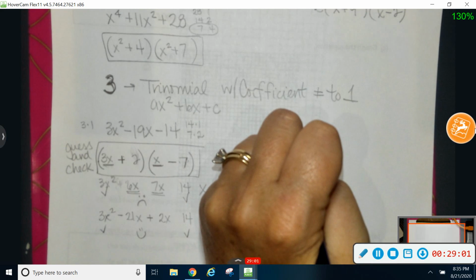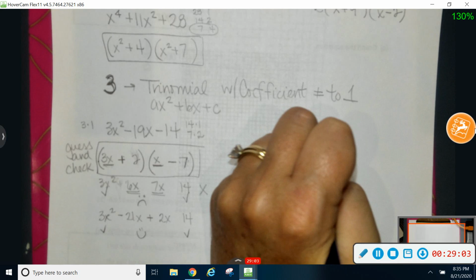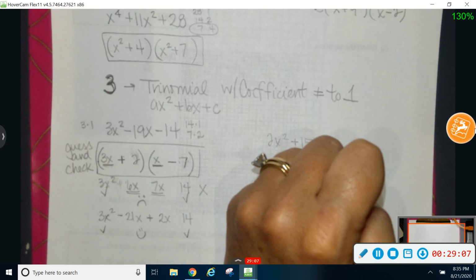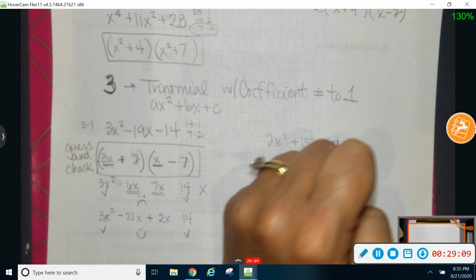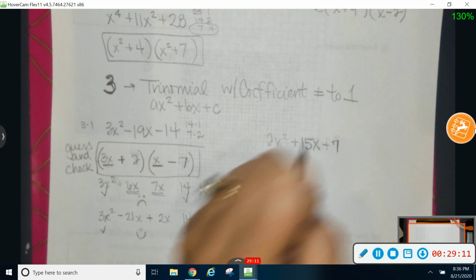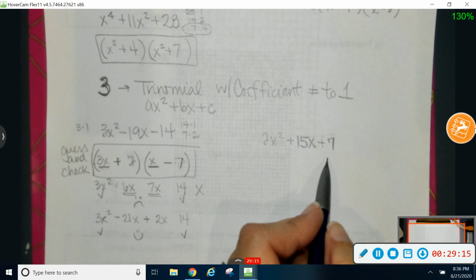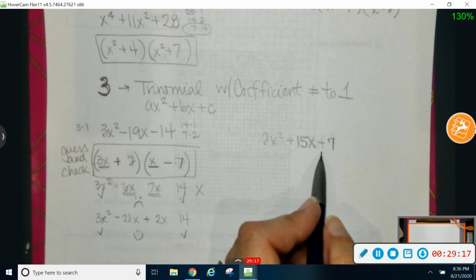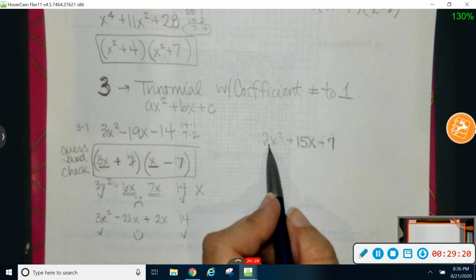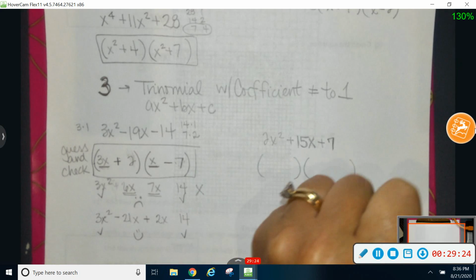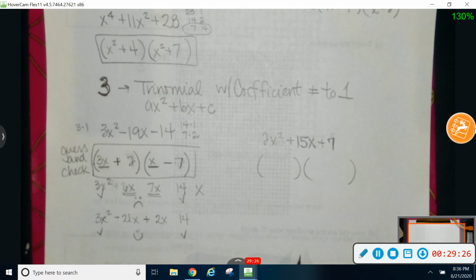So 2x squared plus 15x plus 7. GCF? Nope, nothing they have in common. How many terms? 3. Is there a multiplier in the front not equal to 1? Yes. So it looks like we're going to have to undo the FOIL with some guess and check.